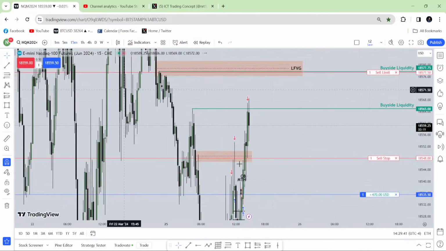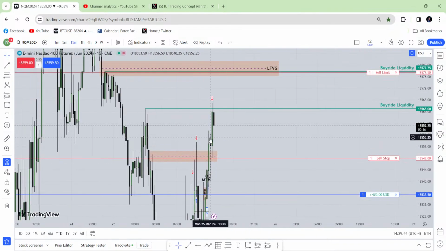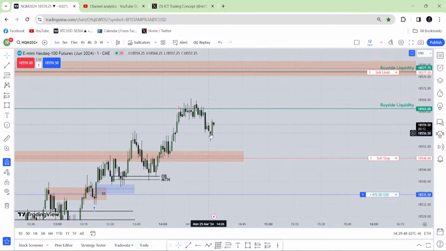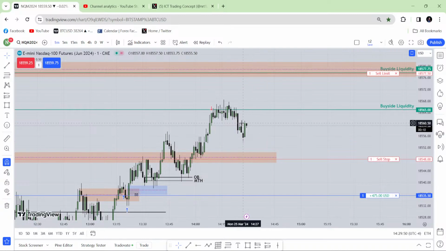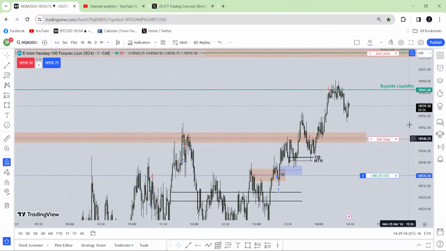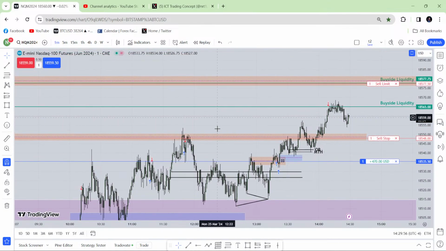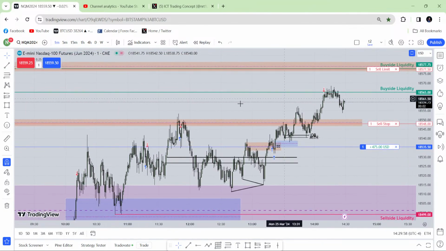Go to your 15-minute chart. See, is there any 15-minute fair value gap where prices traded? No. So you can't frame your trade from here. That's forbidden. Then what am I going to do? The whole day I didn't see any setup. What should I do? You should leave today.